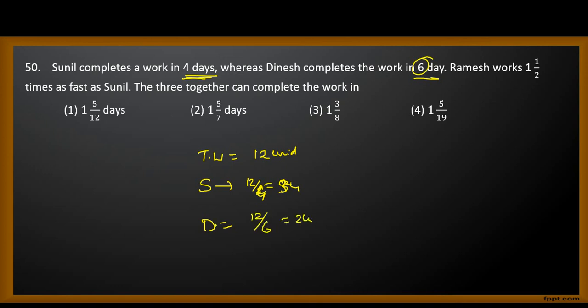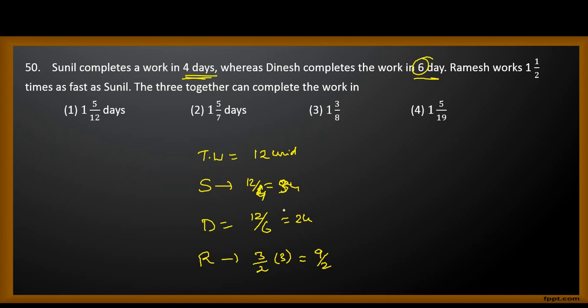Now what is the given condition? Ramesh is 3 by 2 times as fast as Sunil. So Ramesh can do 3 by 2 of 3, which equals 9 by 2 units. 9 by 2 units. Okay.